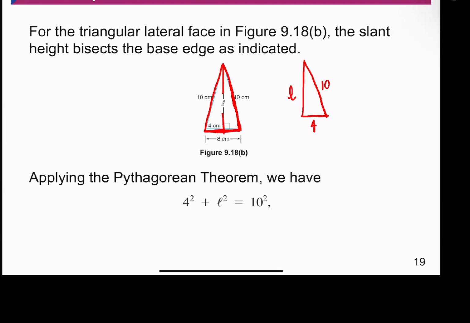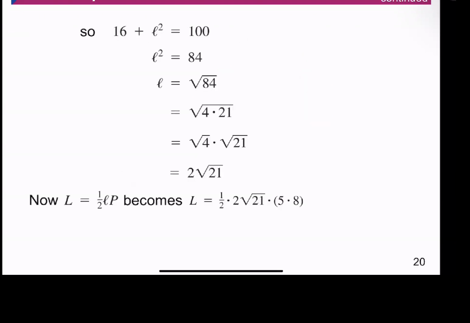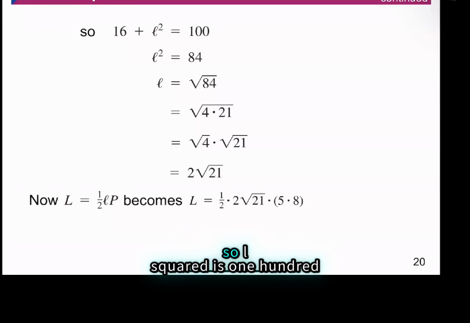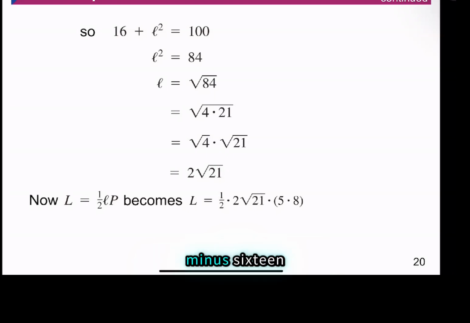So by the Pythagorean theorem, we will be having 4 squared plus L squared is 10 squared. 4 squared is 16 plus L squared equal to 100. So L squared is 100 minus 16, so that is 84. So L is the square root of 84, which can be simplified as 2 square root of 21. Now, since we know that the slant height L is 2 square root of 21, and the perimeter is ns, where n is 5 and s is 8.